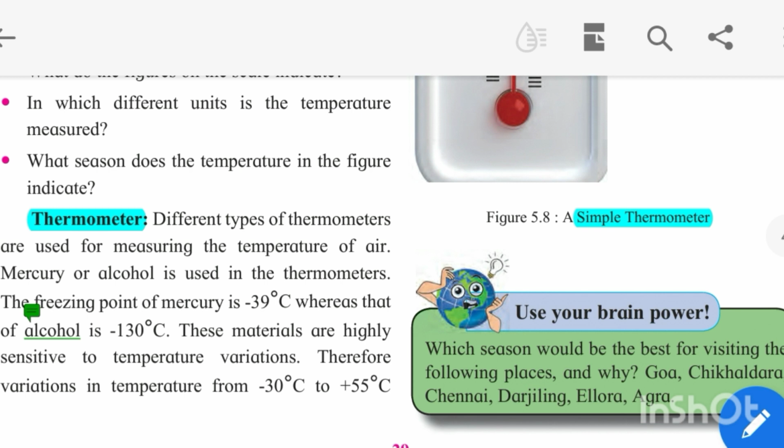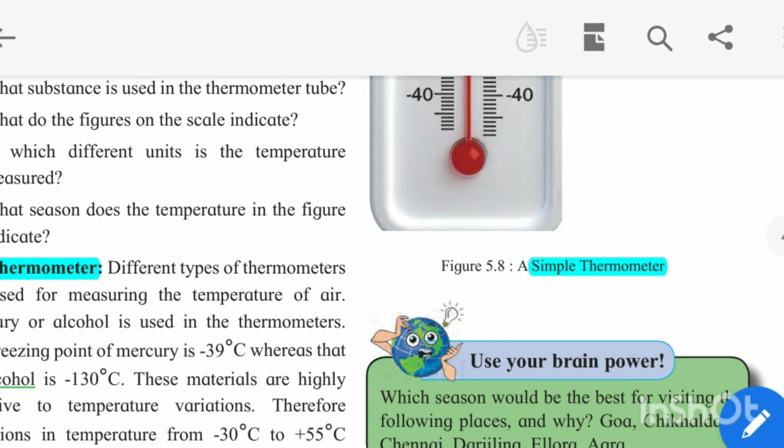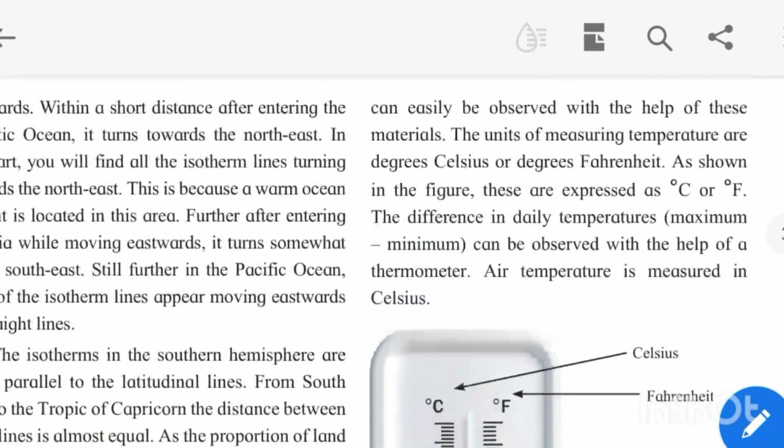These materials are highly sensitive to temperature variation. That's the reason mercury and alcohol are used in thermometers to find out the temperature. Therefore, variation in temperature from minus 30 degrees Celsius to plus 55 degrees Celsius can easily be observed with the help of this material.